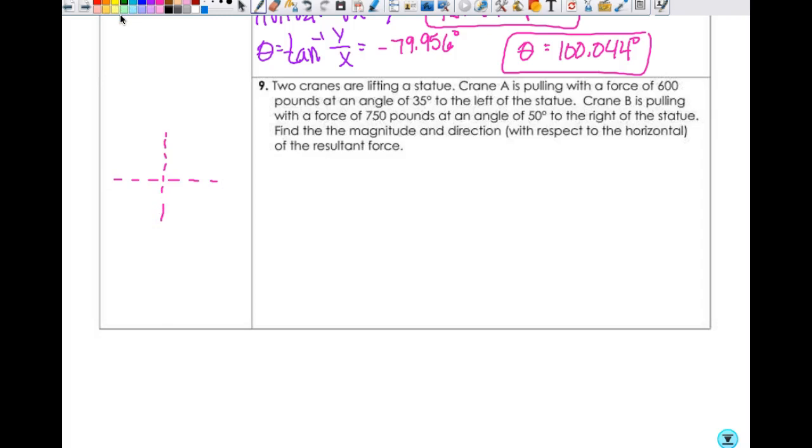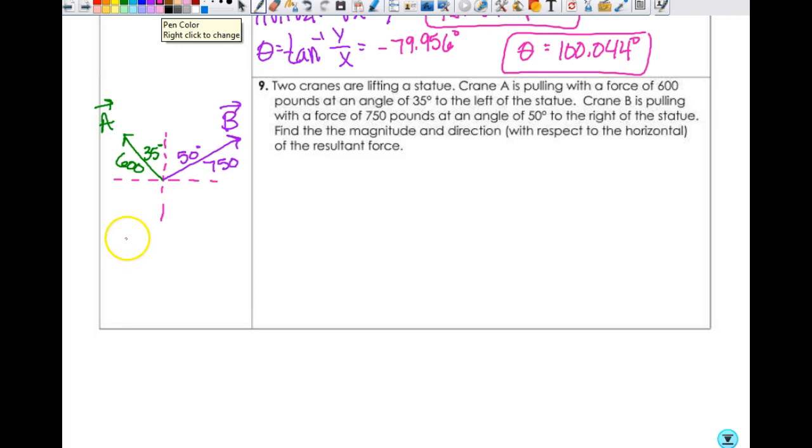So I have 35 degrees to the left of the statue. So this is my 35 degrees to the left of the statue. And that's a force of 600 pounds. And that's crane A. Then crane B is pulling with a force of 750 pounds at an angle of 50 degrees to the right of the statue. So 50 degrees to the right of the statue, that's 750. Well, not degrees there, sorry. And this is 50 degrees. And this is crane B. All right, any questions about the picture?